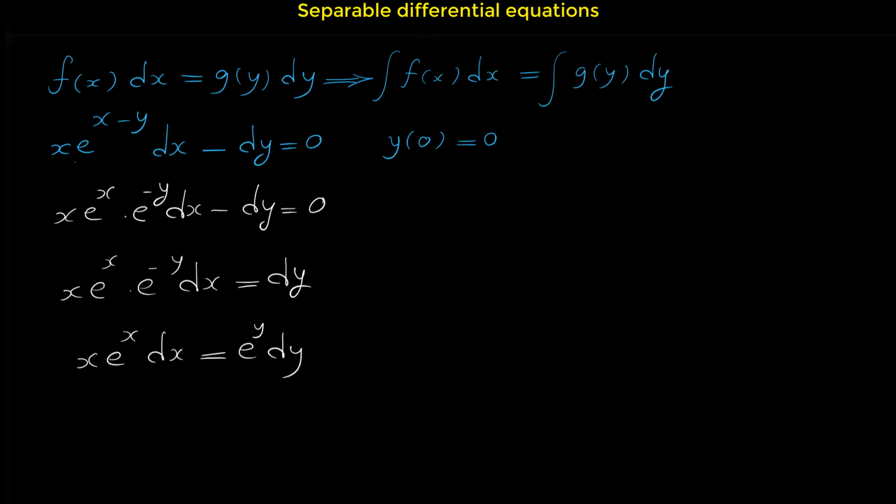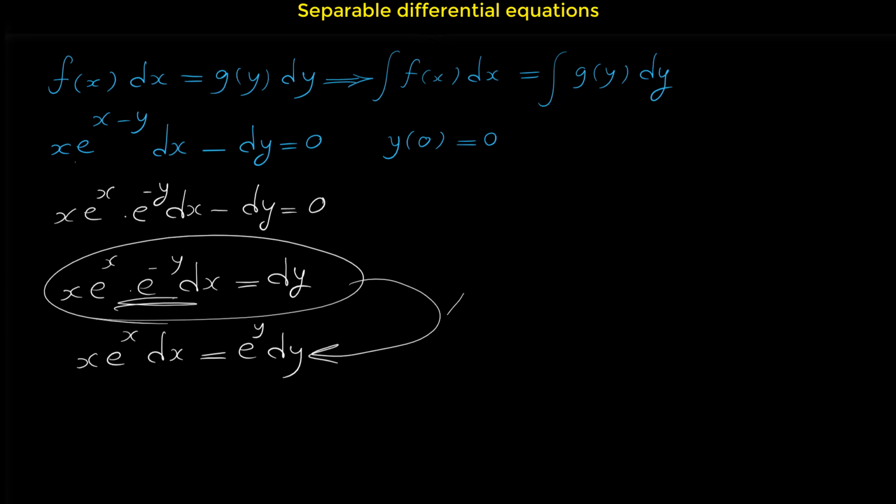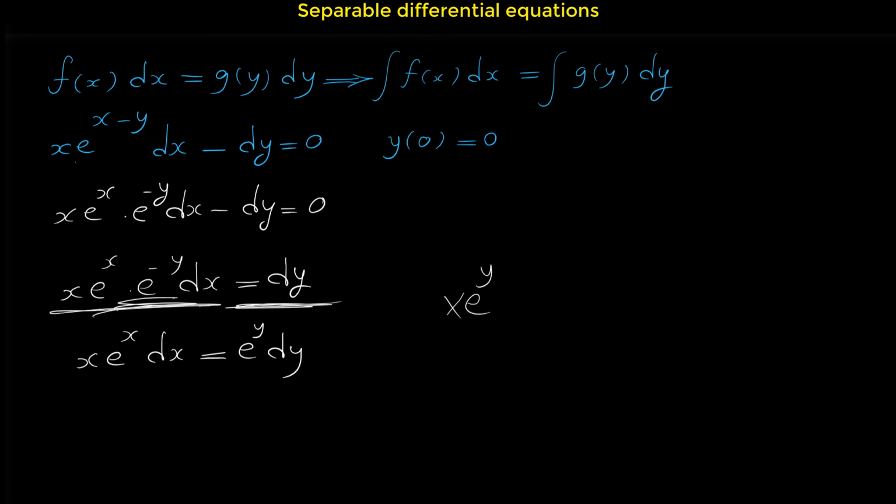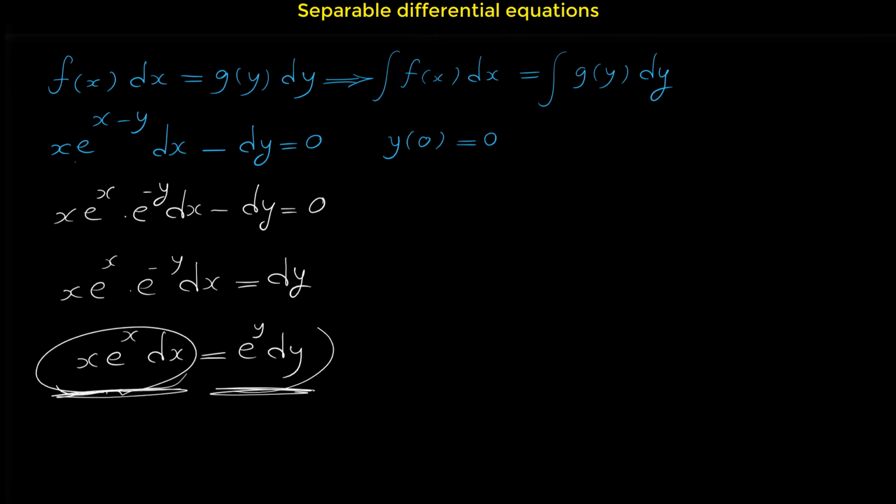The other way that you can get rid of this e to the negative y here is to multiply both sides of this relation by e to the y. If you multiply left side and right side of this equation by e to the y, you can get to this expression. Now that the differential equation is in the separable form, f of x dx equals g of y dy, x and y are separated, we can find the solution by integrating left side and right side of this equation.